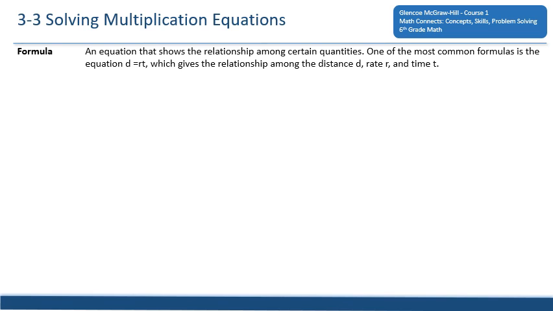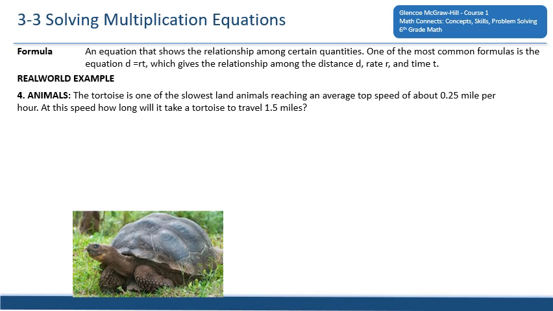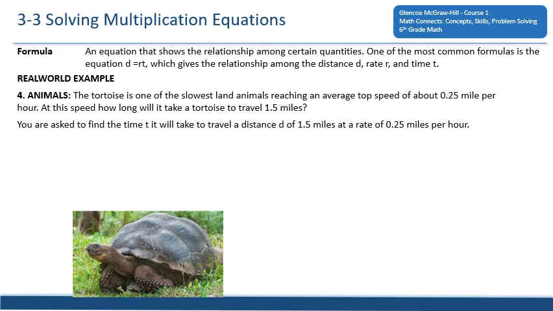Formula: an equation that shows a relationship among certain quantities. One of the most common formulas is the equation D equals RT, which gives the relationship among the distance D, rate R, and time T. So a real-world example: the tortoise is one of the slowest land animals, reaching an average top speed of about 0.25 miles per hour. At this speed, how long will it take a tortoise to travel 1.5 miles? You are asked to find the time t it will take to travel a distance d of 1.5 miles at a rate of 0.25 miles per hour.